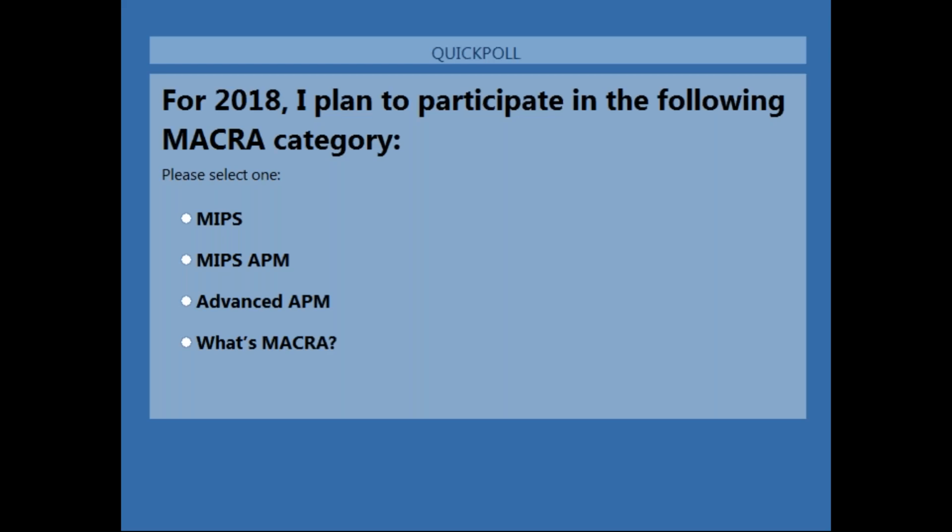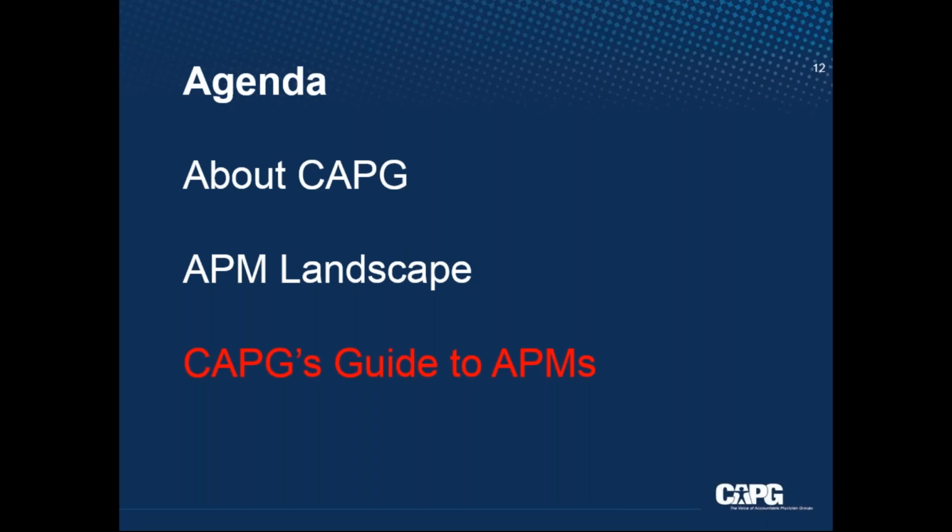Valencia, Mara, do you want to do the question now? Sure, we can launch the poll question. As for 2018, I plan to participate in the following MACRA category. Please select one: MIPS, MIPS APM, Advanced APM, and what's MACRA? I have about 40% that have voted, and 50% vote for MIPS, 33% MIPS APM, and 17% what's MACRA.